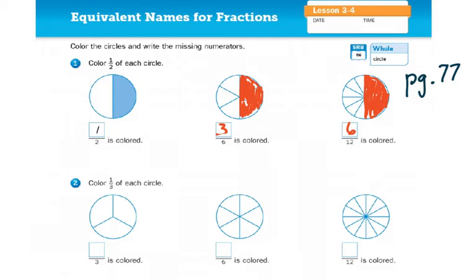Number 2 says color 1/3 of each circle. So I'm going to color in 1 out of the 3 equal parts. My denominator tells me how many equal parts that circle has been divided into, and the top number tells me how many have been shaded. I will do the same thing for the second example. The same amount of the circle is being shaded in. The bottom number tells me there are 6 equal parts, and I shaded 2 out of 6.